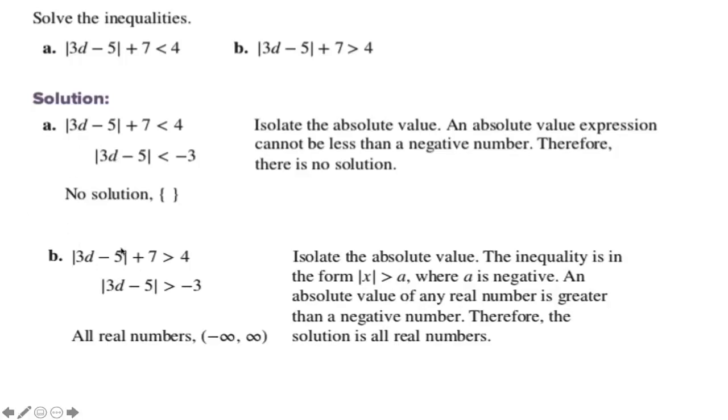And for this case, if I solve for the absolute value again, I get that the absolute value of the expression is bigger than negative 3, but the absolute value is bigger than or equal to 0, so certainly it's bigger than negative 3. So this is true for all real numbers, because this is always going to be bigger than a negative. So the solution here is the opposite of the previous one. The solution for part B is all real numbers.